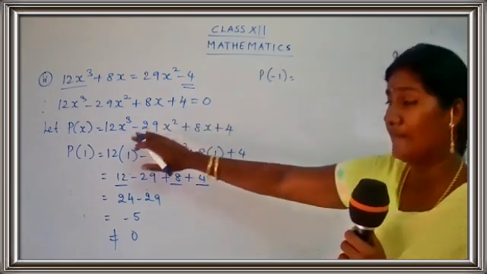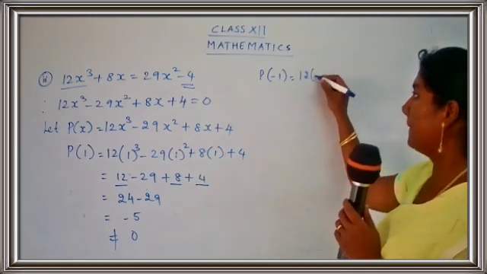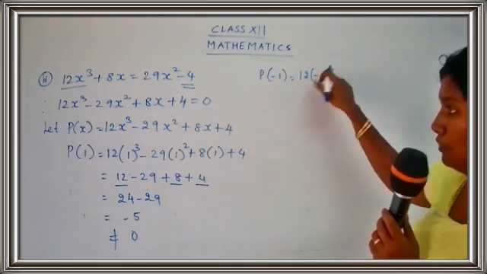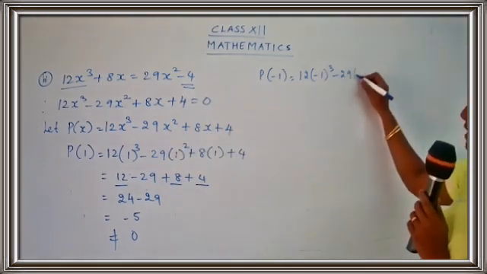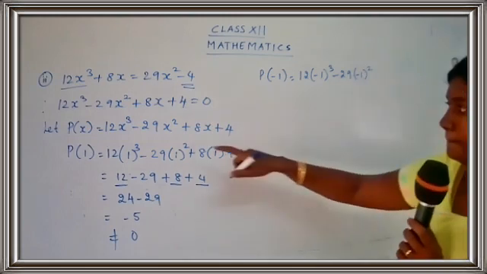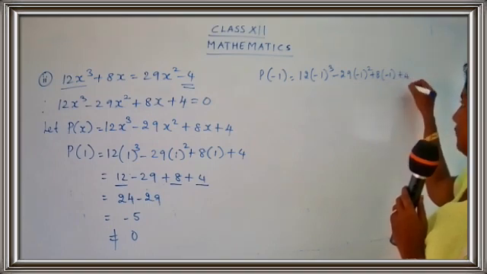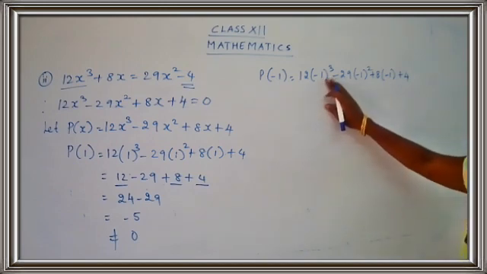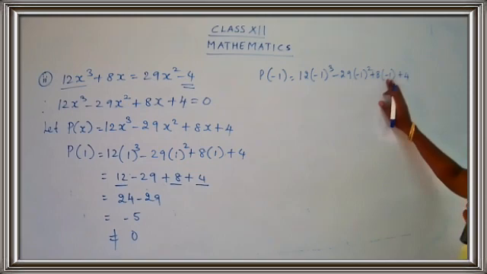So wherever you have x, you have to put minus 1. So what you get here? 12 into minus 1 cube, x cube means minus 1 the whole cube, minus 29 into minus 1 square, plus 8 into minus 1 plus 4. So wherever you have x, you replace it with minus 1.